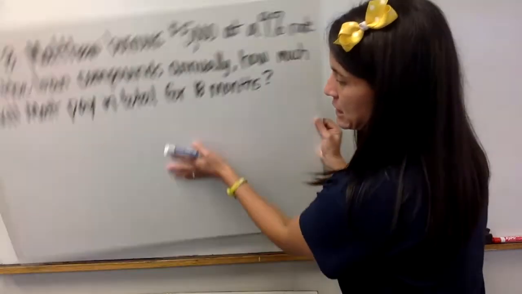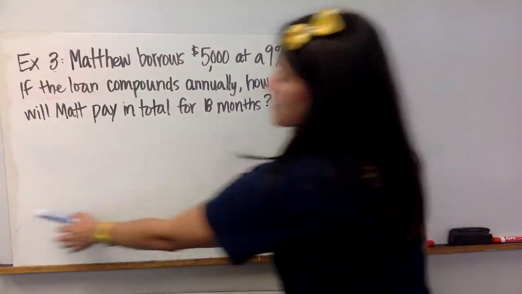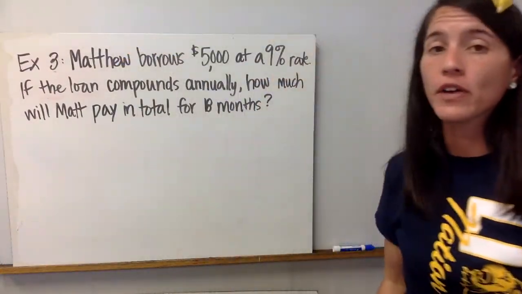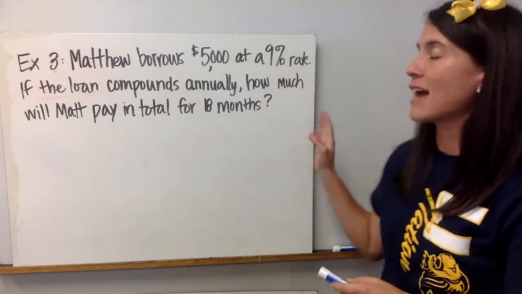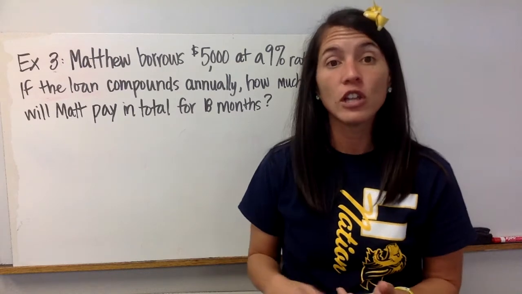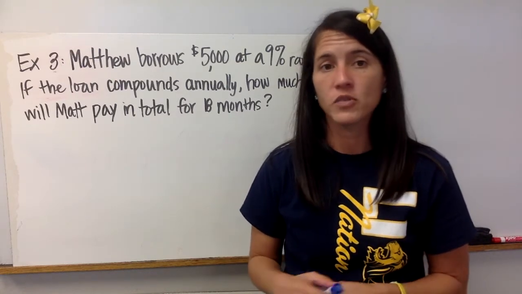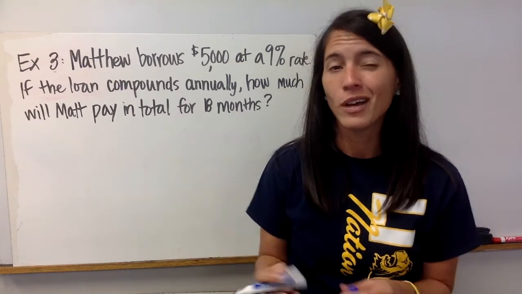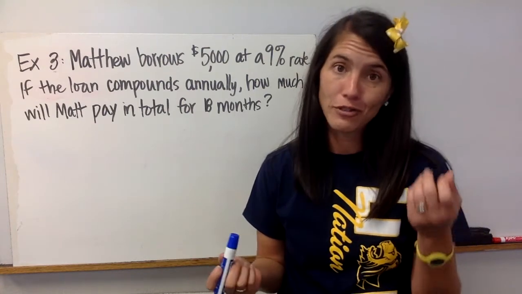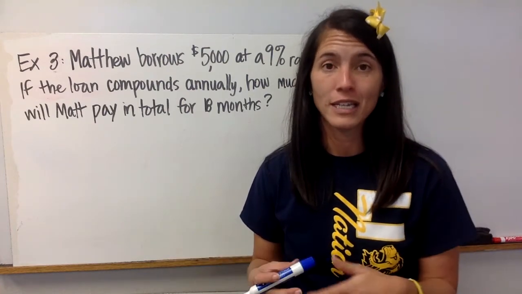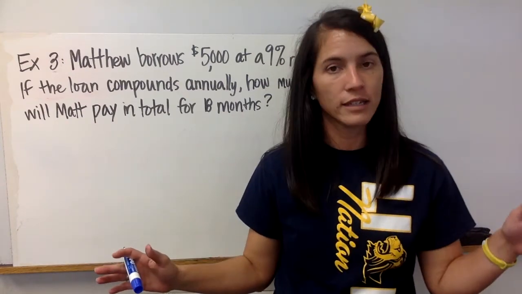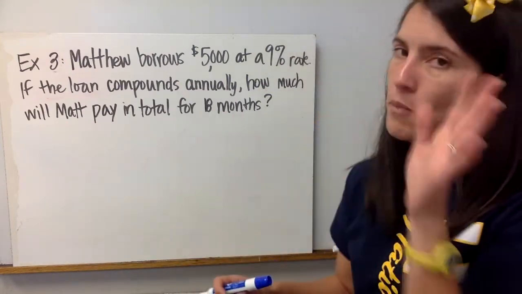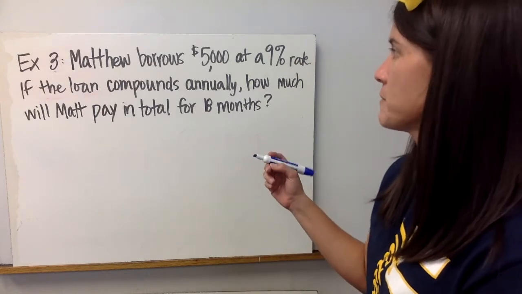All right. Okay, example 3. Matthew borrows $5,000 at a bank, at a 9% rate. If the loan compounds annually, how much will Matt have to pay back in 18 months? And so sometimes when you borrow money, you take out a loan, you have to pay back interest compounded annually. So the longer you have your loan, the more interest you pay.